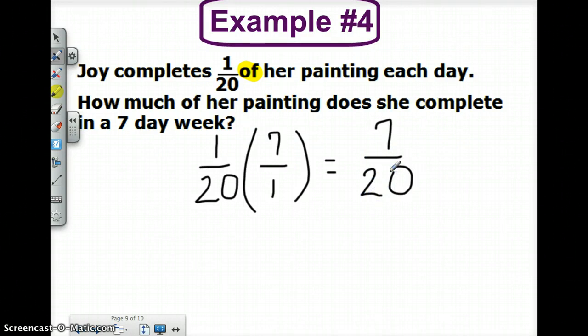Again, you can use repeated addition if you want. You can have 1/20th plus 1/20th 7 times. It's easier just to multiply.